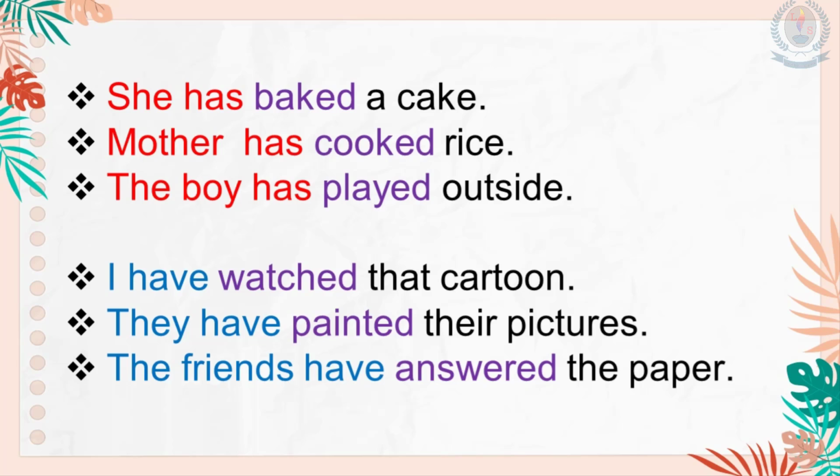Let's go to some plural subjects. Here, remember children, in present perfect tense, we consider the subject I as a plural subject. That's why we use have. I have watched that cartoon. The verb is watch. At the end, we have to use ed. Then it becomes watched. I have watched that cartoon.